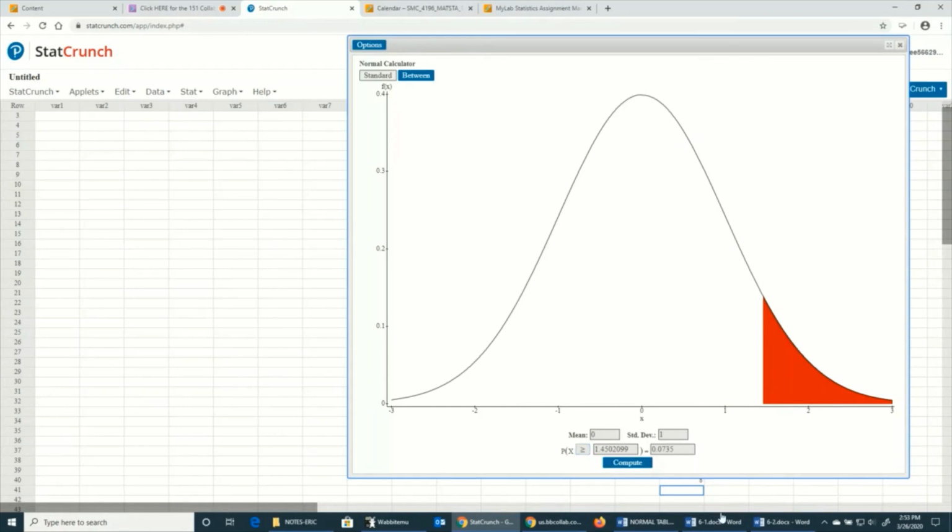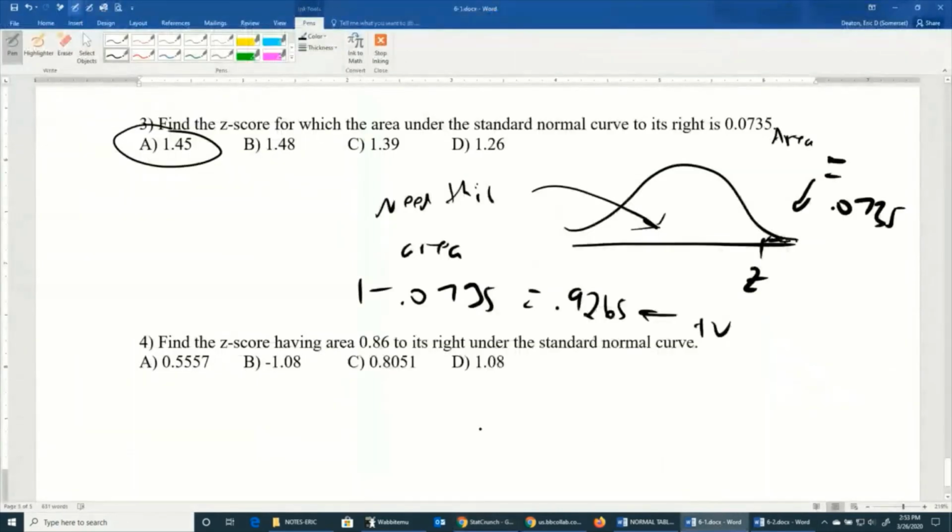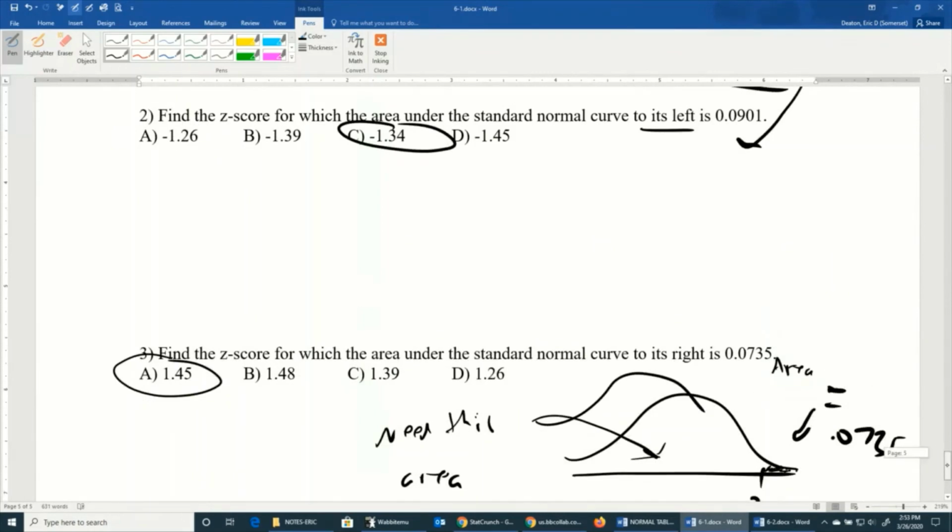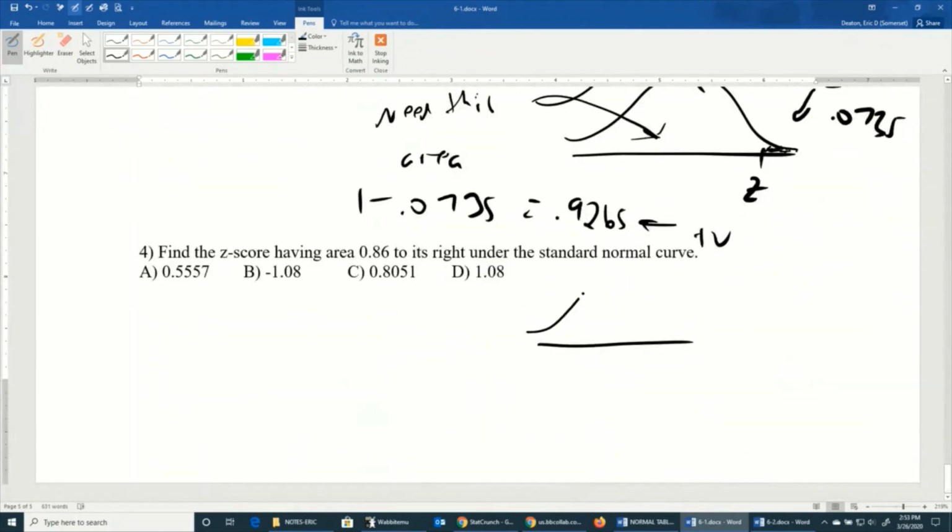It's just great. It's so great that I'm going to do the next one with Statcrunch only. I would also do it with a calculator. I'm not going to do it by hand. I'm just going to draw a picture. 0.86 to the right, which means it's going to be a large percentage of the graph. Call it right there. So all this is 0.86.